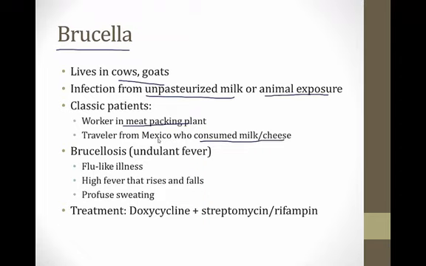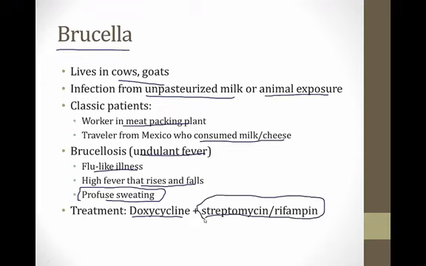Brucellosis is also called undulant fever because it's a flu-like illness with high fevers that rise and fall and cause profuse sweating. And it can be treated with doxycycline just like most of these illnesses. Also streptomycin and rifampin are sometimes used.